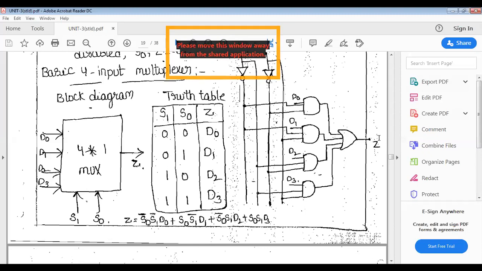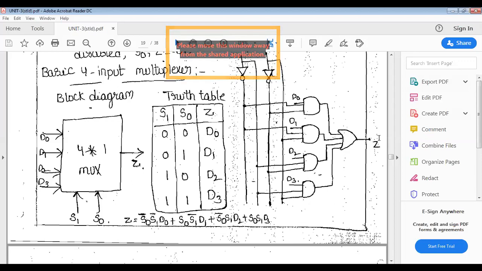So 0 0 will get D3, 0 1 D2, 1 0 D1, and 1 1 D0. But by default, every time we take 0 0 as 0 only, so D0 will get. And 0 1 is the decimal value 1, so D1 will appear at the output side. And 1 0, the decimal value is 2, so D2 appears at the output side. And 1 1 is the decimal value 3, so D3 will get. Like that, there is no ambiguity.